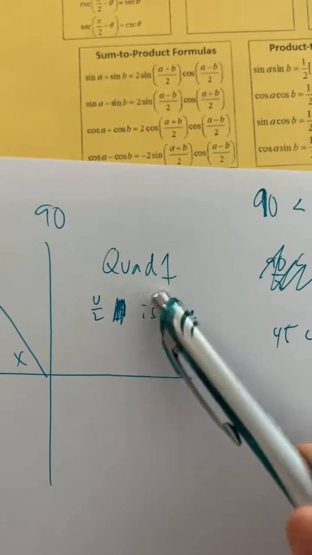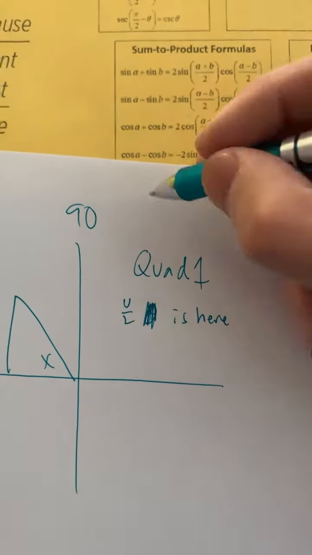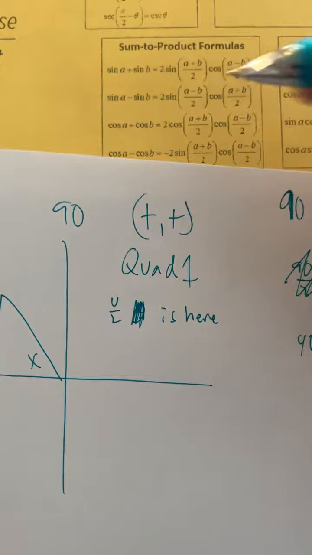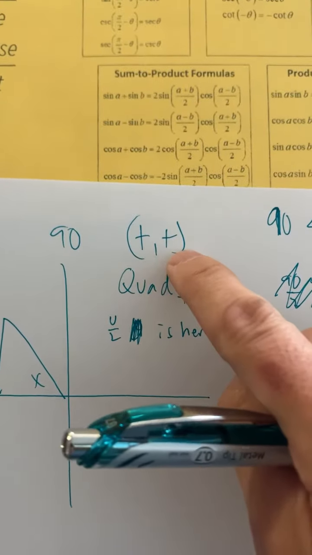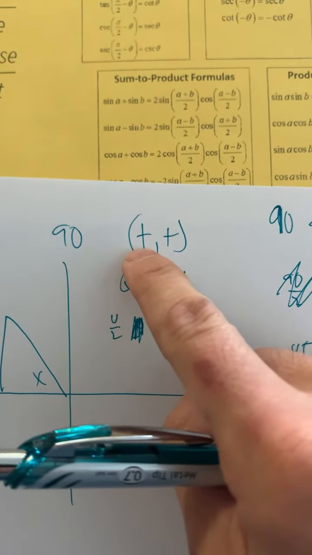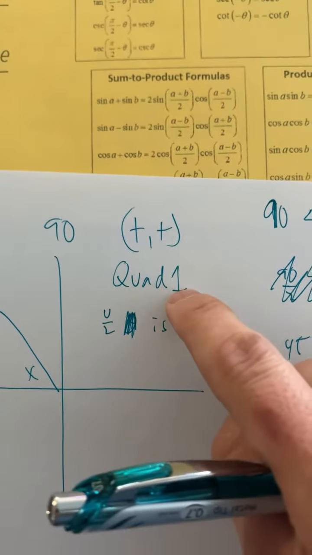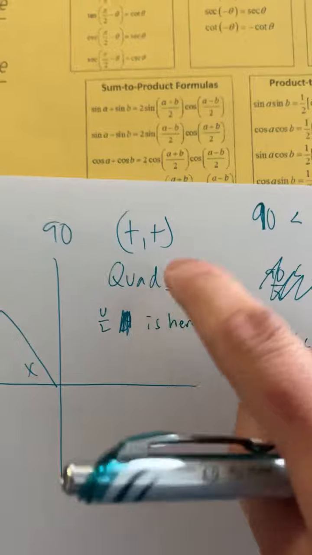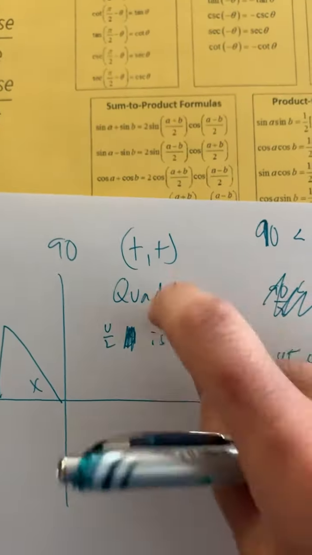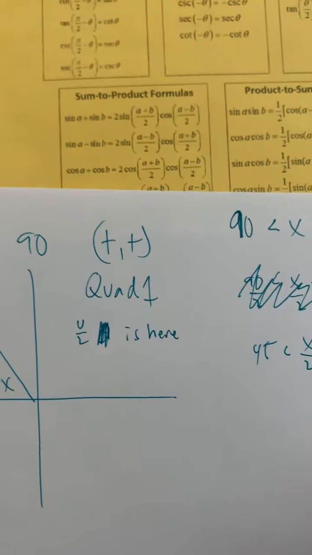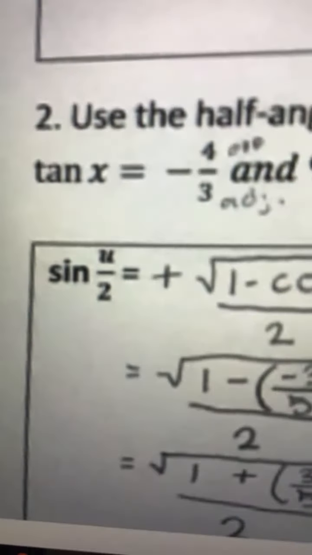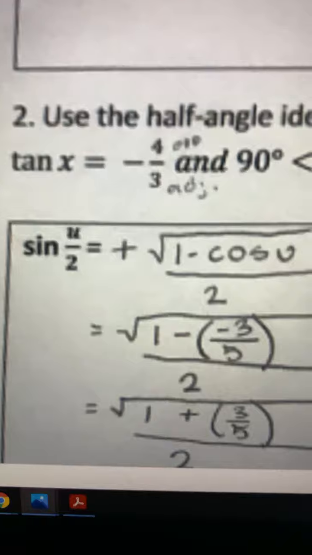But now look, we're in quadrant 1. And remember that in quadrant 1, it's positive, positive. It's a positive X and a positive Y. Remember that the X coordinate is cosine and the Y coordinate is sine. So in quadrant 1, everyone is positive. Sine is positive, cosine is positive, and tangent is positive. And that's theta over 2. So here, when it says sine of theta over 2, whatever answer you get has to be positive.